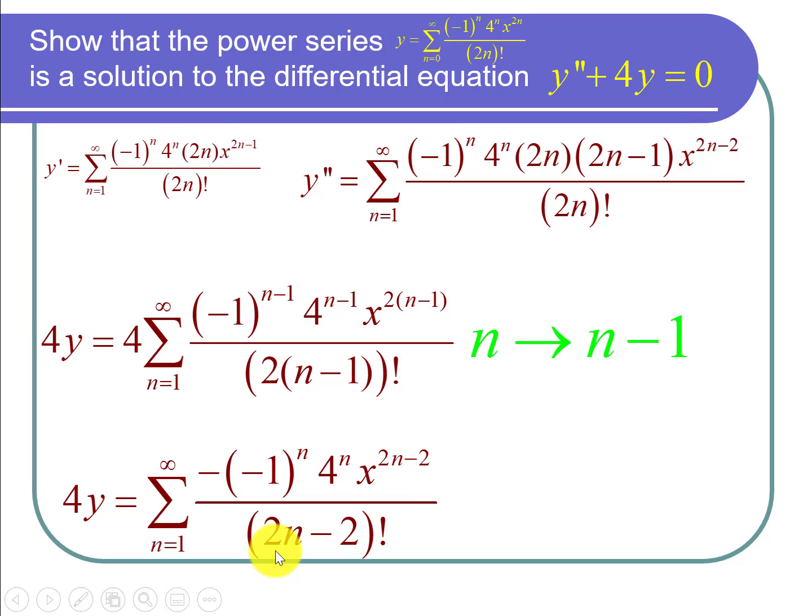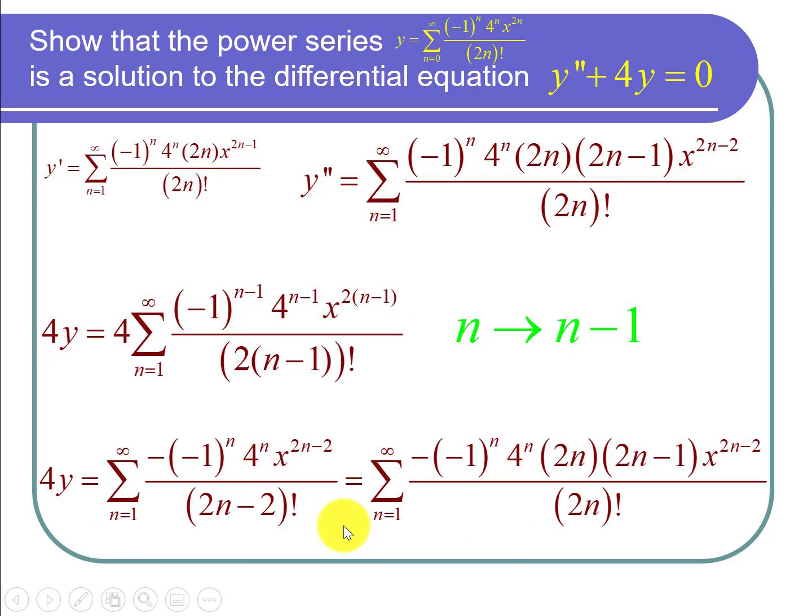But we want to be able to say this (2n-2)!, we need it to have the same denominator as y double prime, which is (2n)!. So (2n)! starts at 2n, and then times 2n minus 1, and then all the rest are the same as (2n-2)!. So what I do is I multiply top and bottom by 2n times (2n-1), and that makes my (2n-2)! a (2n)!. So now I can write down that 4y is equal to the summation from n equals 1 to infinity of negative (-1)^n, 4^n, times 2n times (2n-1), that was the adjustment for the (2n-2)!, x^(2n-2) over (2n)!.